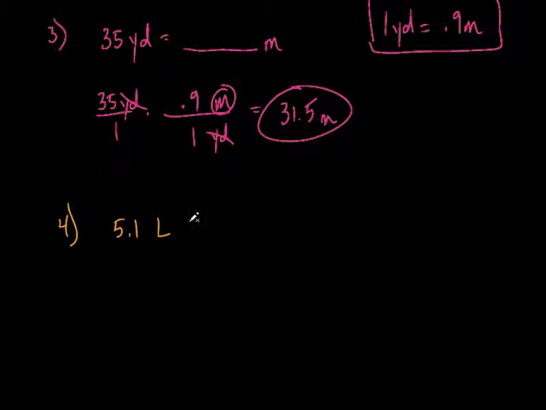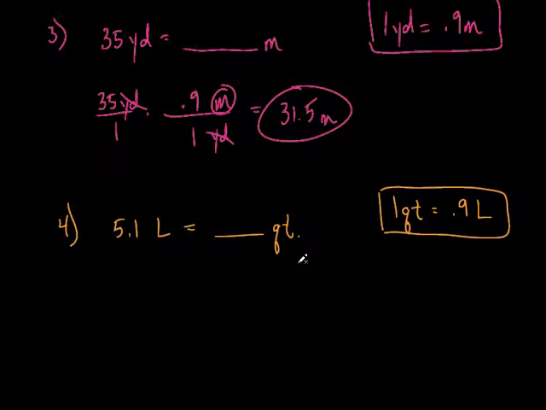So we want to change that to quarts. Now we're changing from the metric system to the English system. This is definitely something that I don't have memorized, so we got to look at our little chart. Do we have liters and quarts anywhere on our little chart here? Yeah, 1 quart is 0.9 liters. So 1 quart equals 0.9 liters. It's right there on the chart.